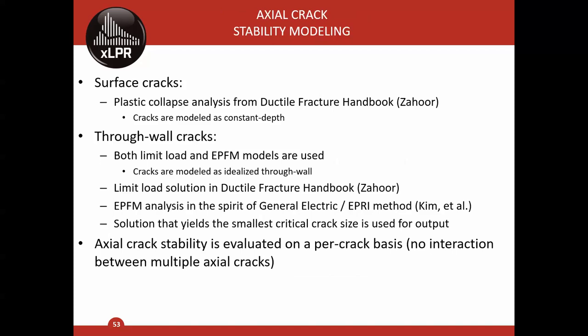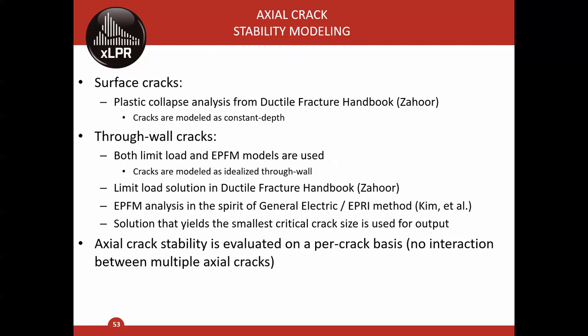Axial surface cracks have stability evaluated using a plastic collapse analysis with the cracks modeled as constant depth surface cracks. Axial through-wall cracks have stability evaluated under both limit load and EPFM models. Again, the smallest critical crack size is then given as the output from the axial crack stability model. Axial crack stability is evaluated on a per crack basis, meaning that no interaction is considered between multiple axial cracks.